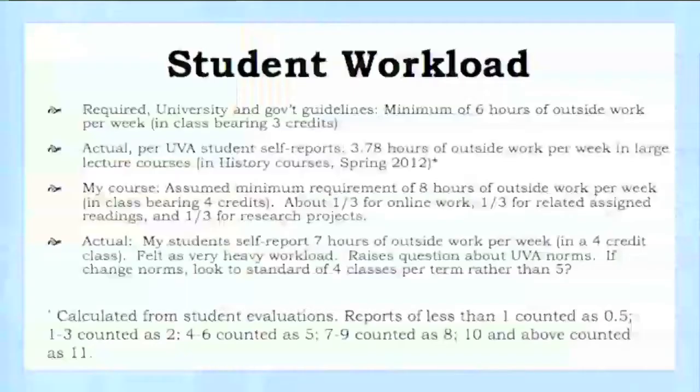We actually have data on what the students are actually doing. They tell us. In large lecture history courses in spring 2012, this is my second bullet, students self-report that their average classroom activity outside of class was 3.78. The required minimum guideline is 6. The students self-report 3.78. I do not think, on average, the students understate how much work they're doing.